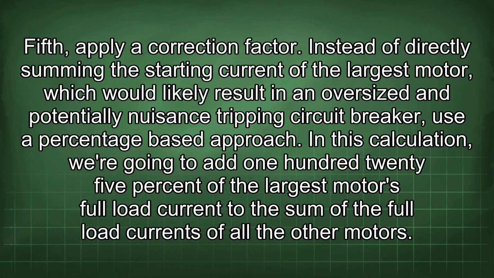Fifth, apply a correction factor. Instead of directly summing the starting current of the largest motor, which would likely result in an oversized and potentially nuisance tripping circuit breaker, use a percentage-based approach. In this calculation, we're going to add 125% of the largest motor's full load current to the sum of the full load currents of all the other motors.